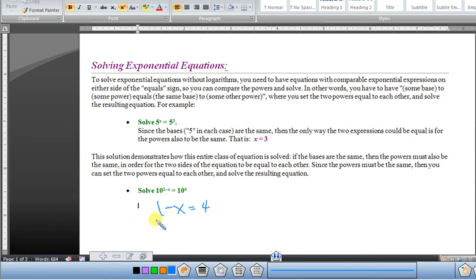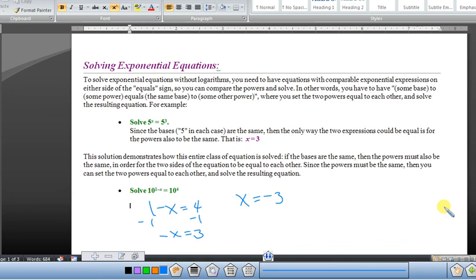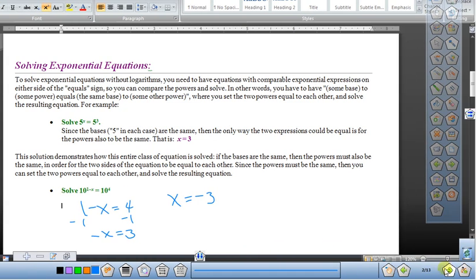If that's the case, we're going to solve for x by simply isolating the variable. Negative x is equal to 3, so positive x is equal to negative 3. And you can substitute that back in. 1 minus negative 3 is equal to 4, and that confirms the equivalency.